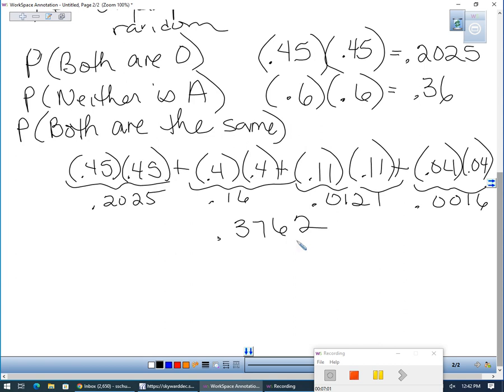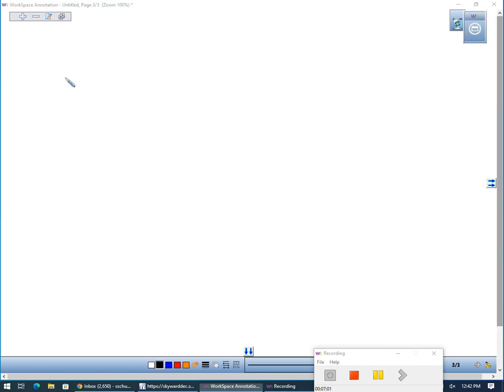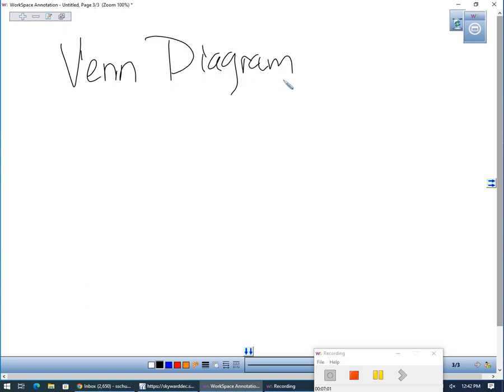I wanted to show you this one because you do have a couple in your homework that are along the same line, where you have to think about how you can show this probability. Awesome. Let's move on to Venn diagrams. In a Venn diagram, remember, you have 2 circles that overlap, right?